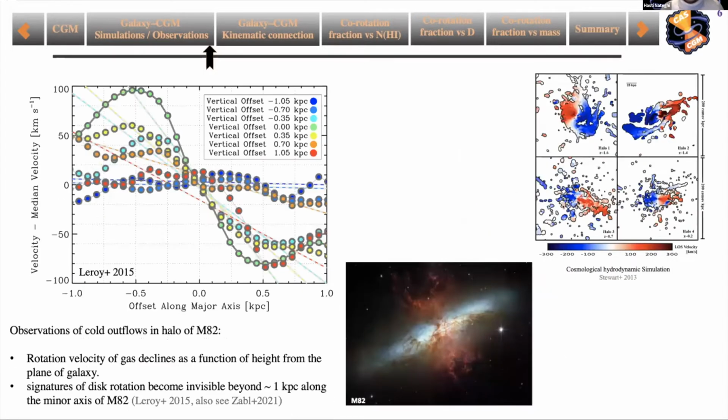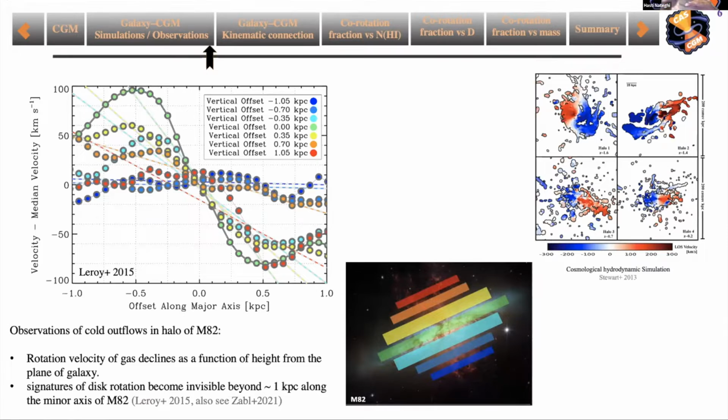Observations of cold outflows in the halo of M82 show that the rotation velocity of the gas declines as a function of height from the galaxy disk. This figure shows the mean rotation velocity of the disk as a function of offset along the major axis, and different colors represent the measured velocity in different cuts parallel to the disk but above and below the galaxy plane. We can see here that the rotation is more visible in the cuts closer to the disk, but it decreases as a function of height. So based on these sorts of observations, we don't expect to see rotation in the outflows, especially at large distances.